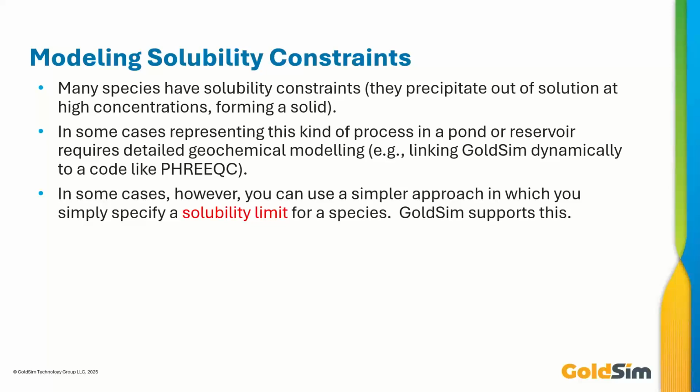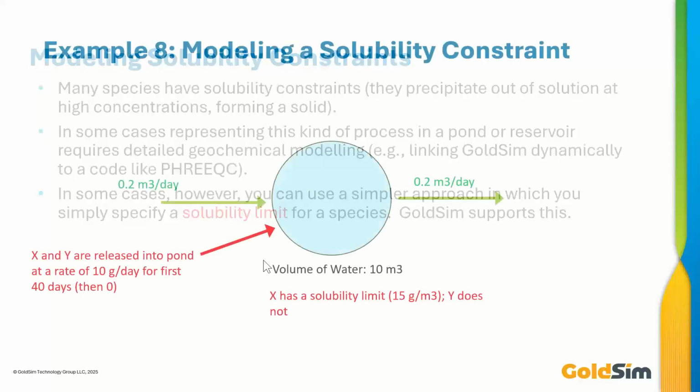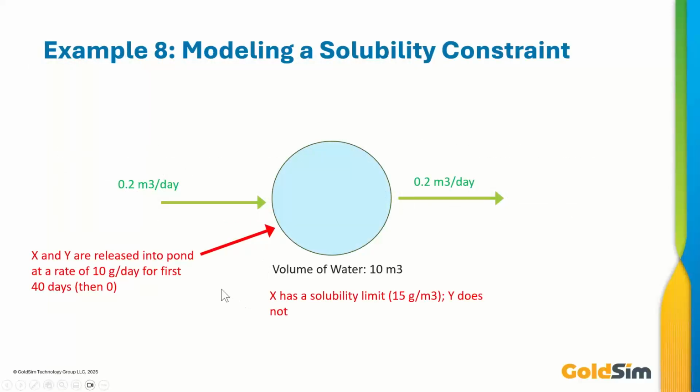I'm just going to say we can tell GoldSim to simply specify a solubility limit for a species. So basically, we're telling GoldSim this species can only hold so much mass, or the concentration is limited. We can just tell that to GoldSim, and GoldSim will enforce that. So we're going to do a little simple model in which X and Y are released into a pond at a particular rate of a certain mass per day. We have water flowing through the pond at a constant rate. Y does not have a solubility limit, but X does, so its concentration is limited.